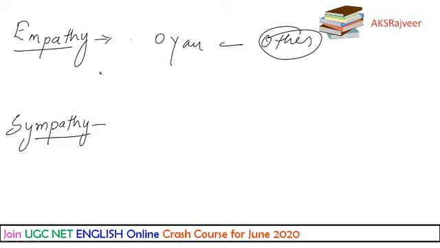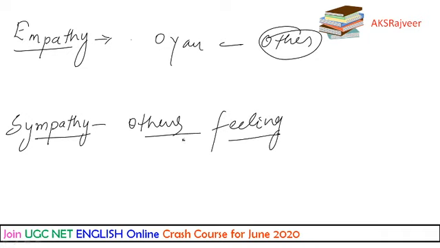And now, learners, we are going to know about sympathy. Sympathy is the understanding of others' feelings, especially their problems. When you understand others' feelings, this is known as sympathy. And when you feel the same as whatever the other is feeling, this is known as empathy.